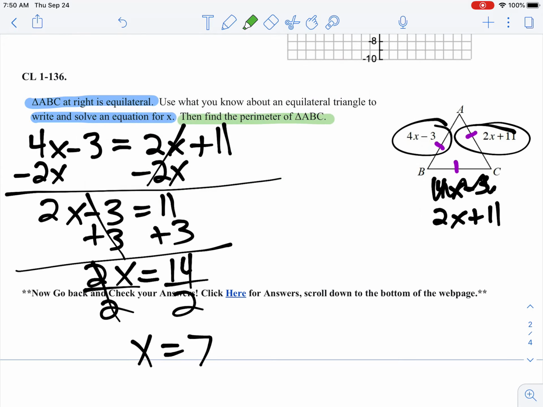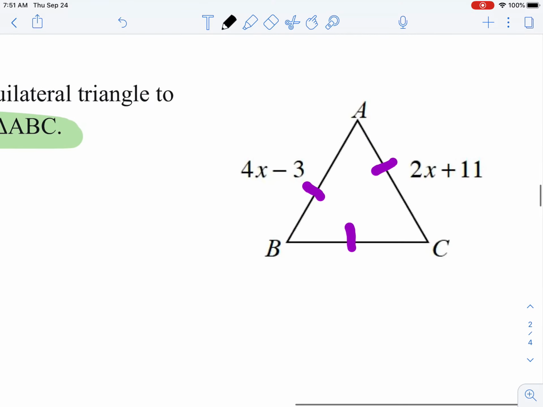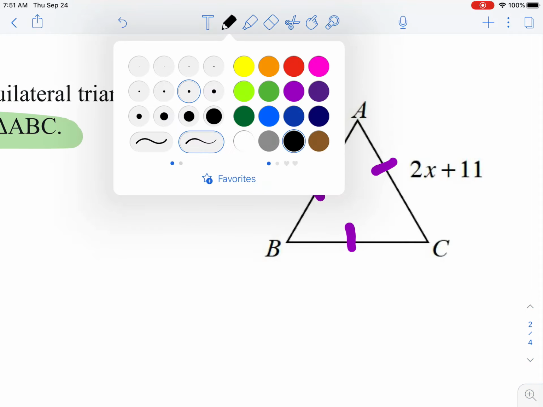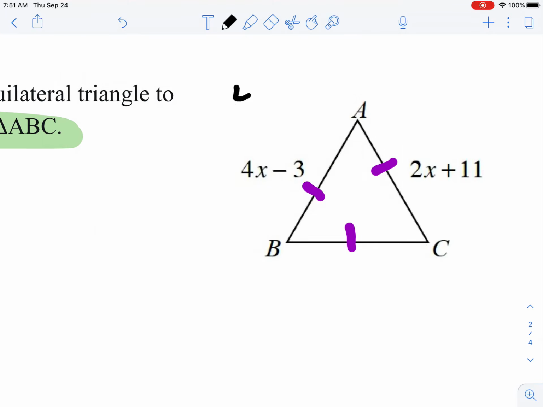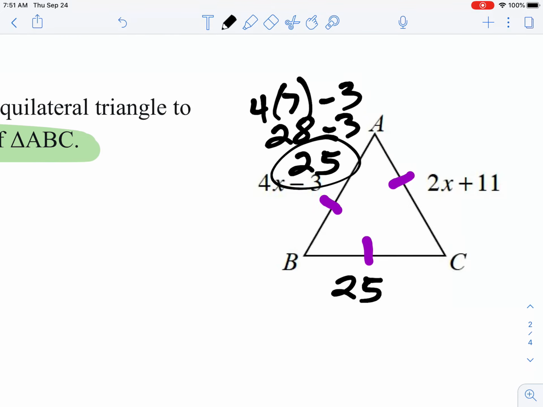Now, if we go back to the problem, it says then find the perimeter. Perimeter means that you have to add up all of the sides. So in order to find the perimeter, we're going to have to see what all of the side lengths are equal to. If x is 7, let's plug 7 into that side. Four times 7 minus 3 would be 28 minus 3, which gives us 25. So this side length is 25, and if it's equilateral, then all of these side lengths have to be 25.